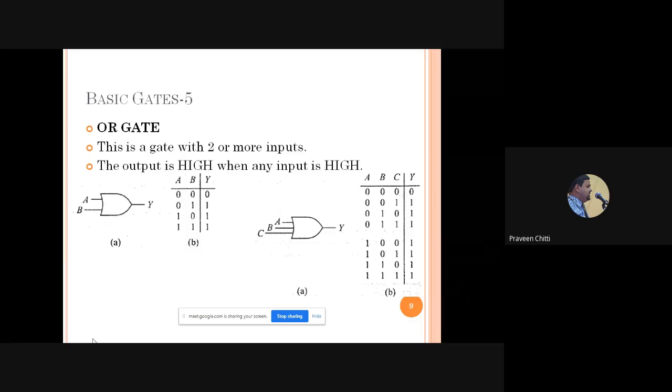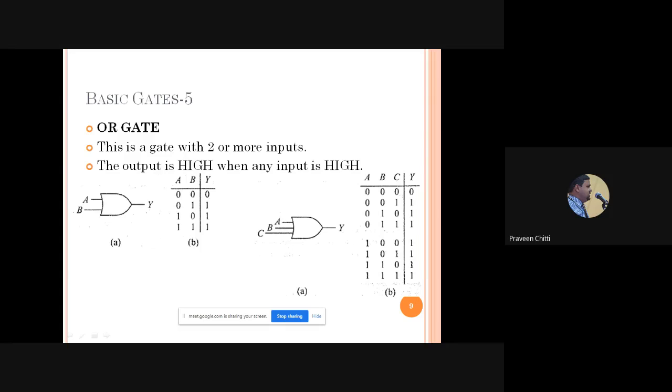You may have a 2 input OR gate, a 3 input gate, or 4, 5 inputs also. So in general, output of the OR gate will be low only when all the inputs are low. Even if one of the inputs is high, output will be high.